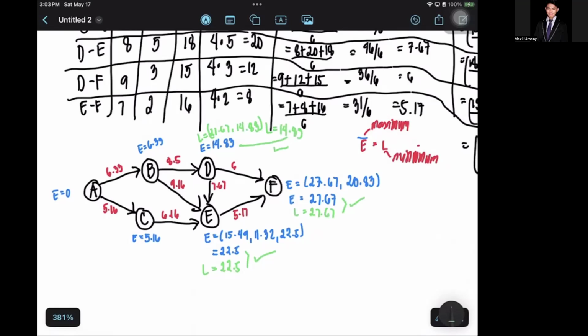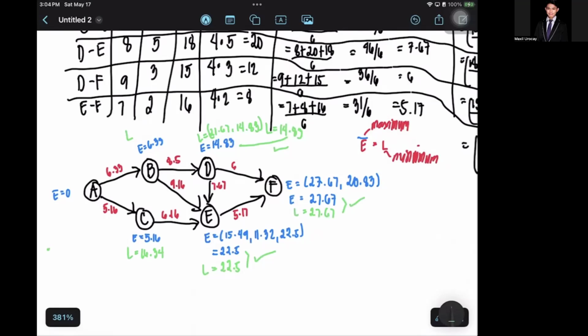We can also check the L for B, but we can check C first. So C will be 22.5 from E minus the 6.16, that is 16.34. That means we cannot choose that path because they are not equal. Now, E to B, we can calculate 22.5 minus 9.16.